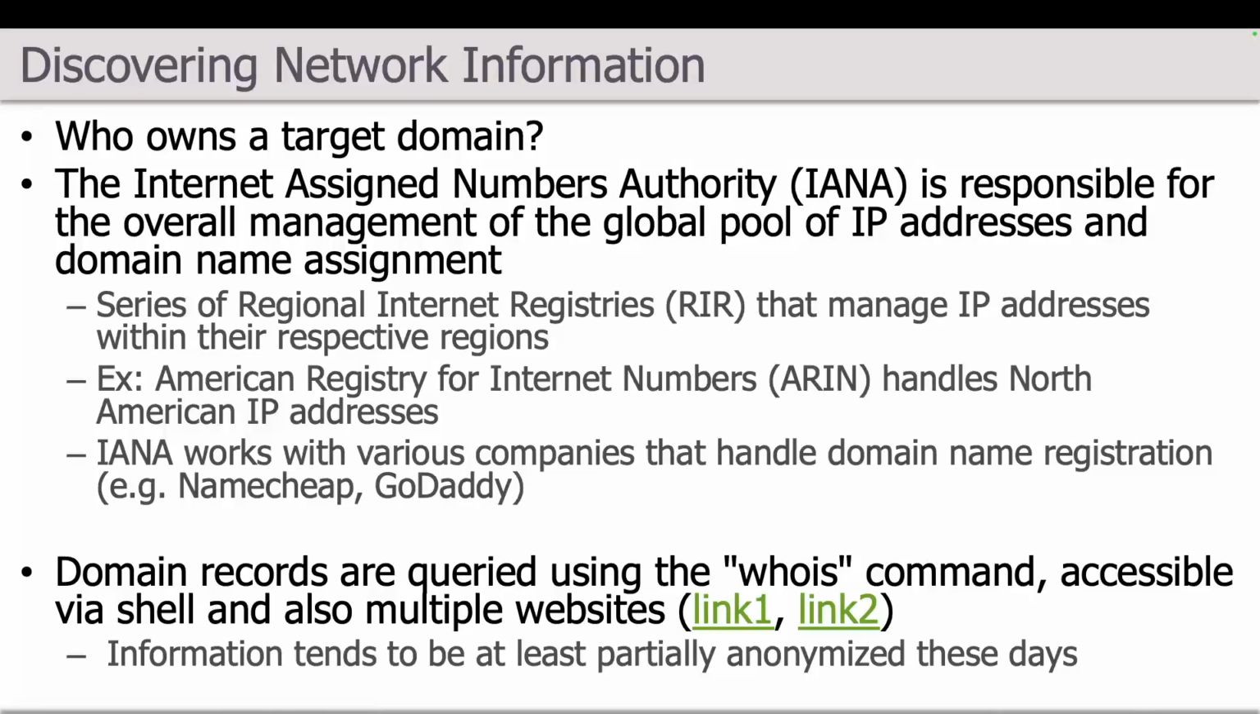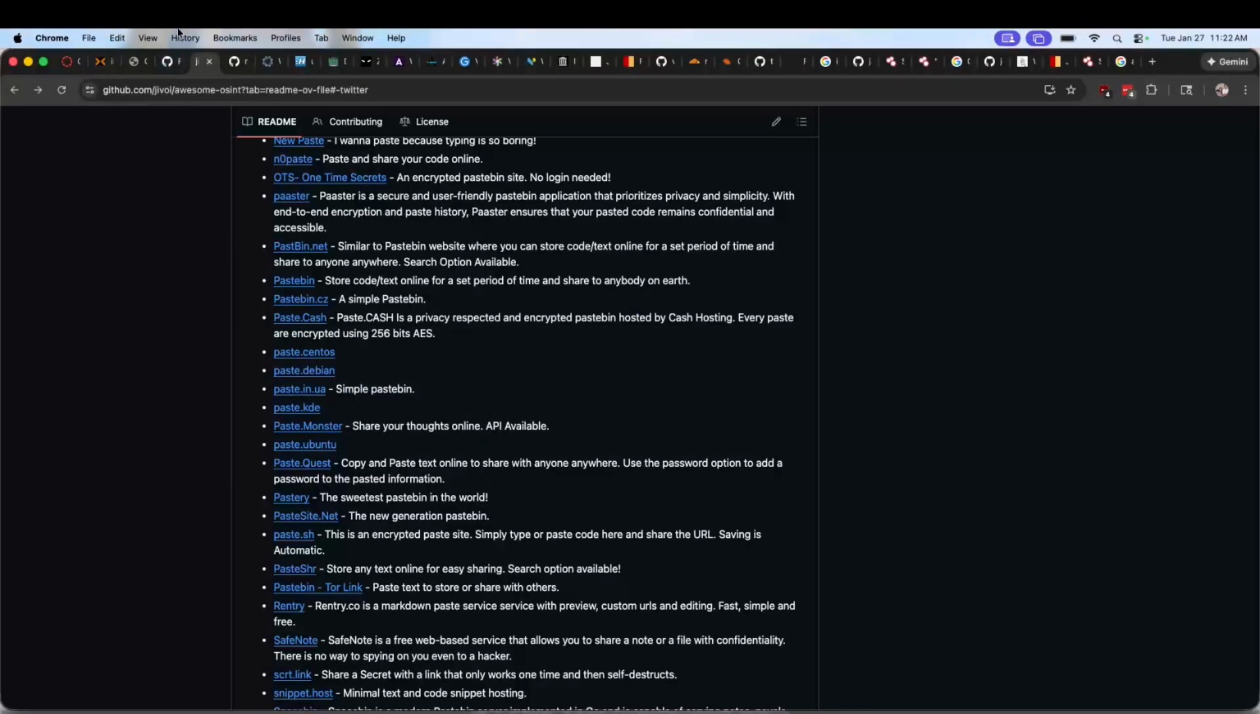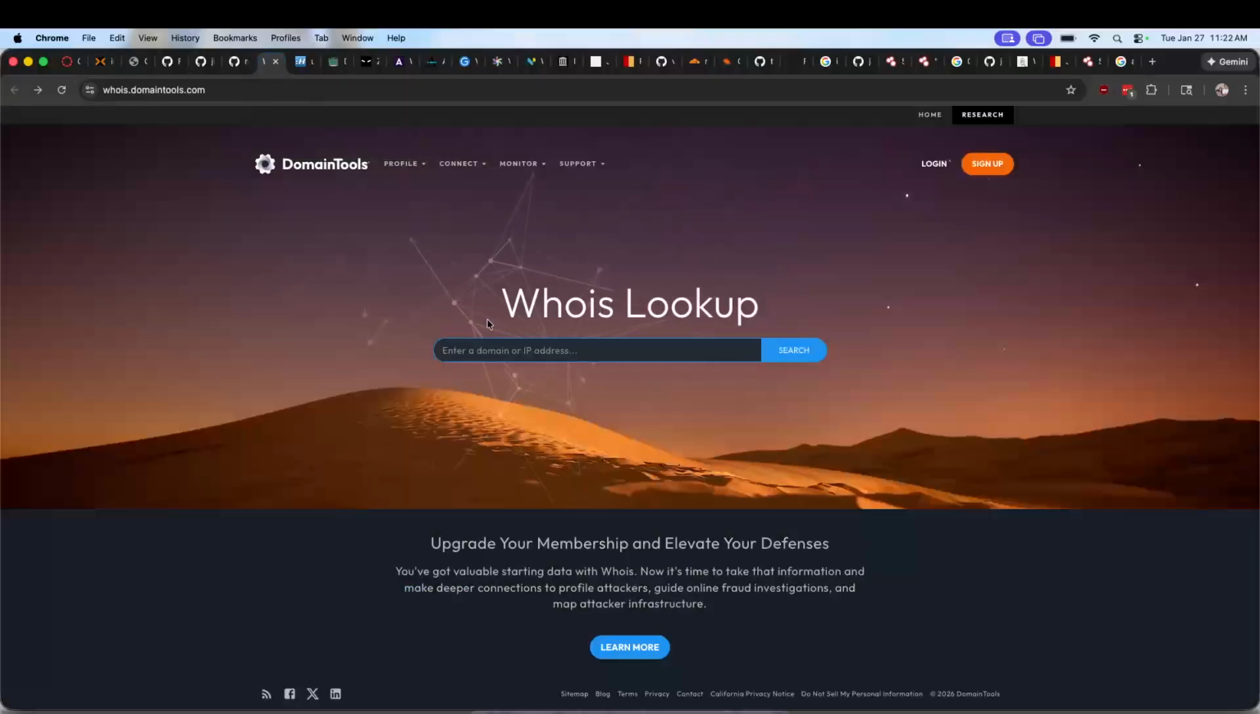So this whole idea of, well, my organization is less susceptible to these kind of techniques, maybe so, but understanding the most basic of network information is unavoidable if you want to have any public network presence whatsoever. Domain records can be queried using the whois command, which you can do via the shell. Also, there are all sorts of websites that specialize in just providing publicly accessible whois information. You could Google for that.